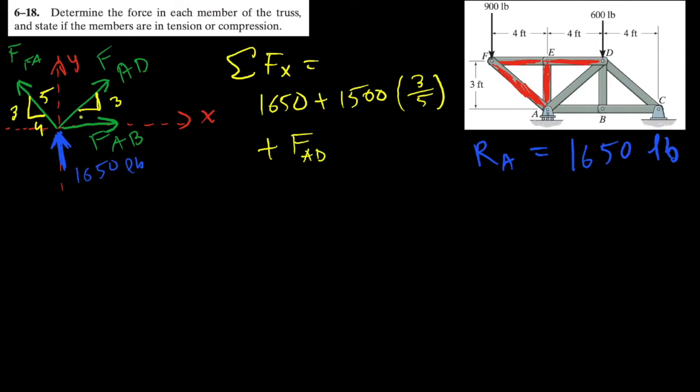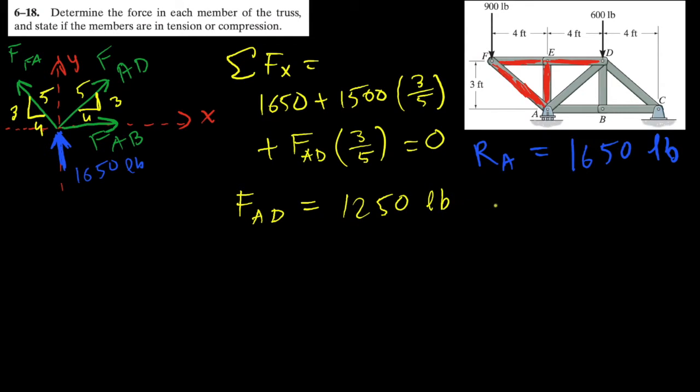So that's 3, 4, 5, and this will similarly be multiplied with 3 over 5 to get the vertical component of force FAD. And solving this equation that is equal to 0, we get the magnitude of FAD equivalent to 1250 pounds, which is going to be a compressive force.